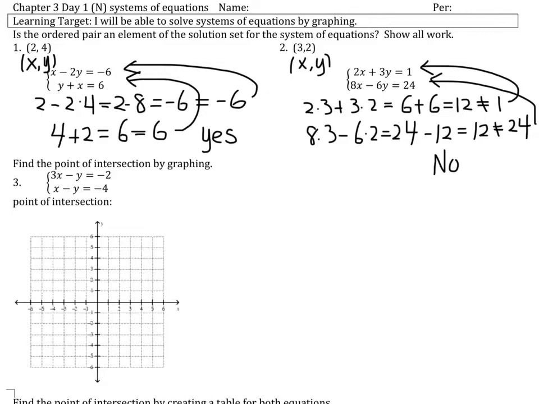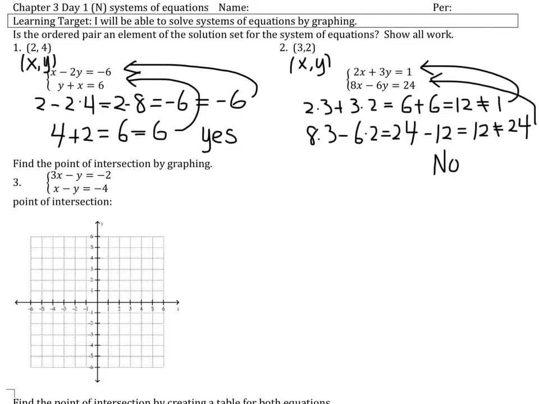Number 3, find the point of intersection by graphing. So you are given again a linear system of equations. How do I find the intersection by graphing? For this one, you can either choose to use the slope-intercept form, or since we're already given this information in general form, we can find the x-intercept and y-intercept points and graph. So let's just do it with the y-intercept format.